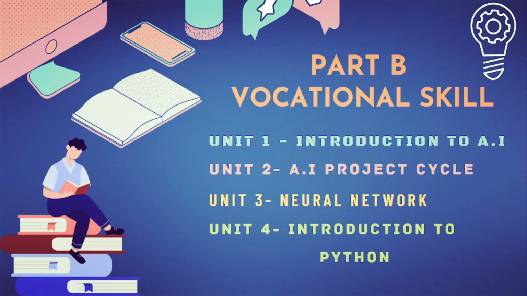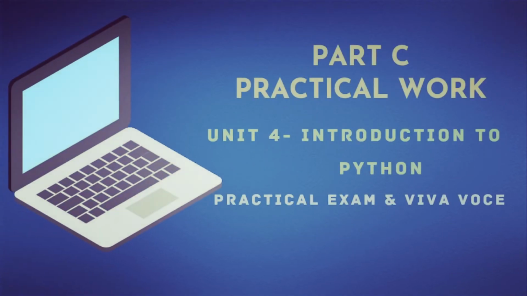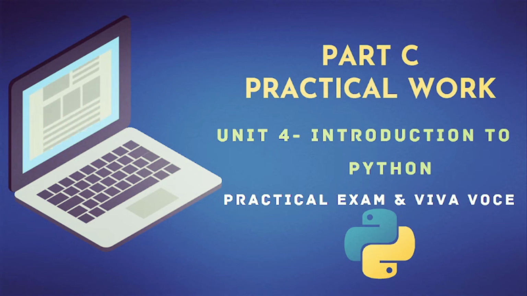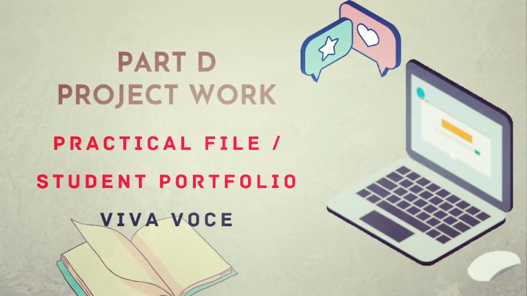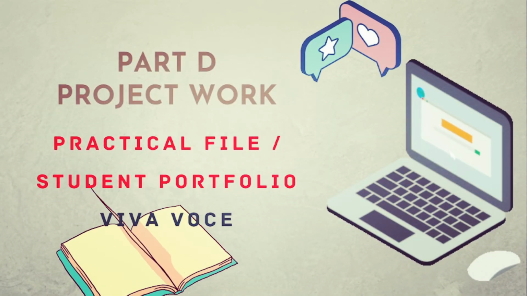And the fifth stage, evaluation. In unit 3, neural network, we will see how neural networks are implemented in AI, same as neurons. Unit 4, that is introduction to Python, we will see Python from basic, that is from scratch, to advanced level. So let us go forward. In part C, that is practical work, what we have studied in part B, that is in unit 4, introduction to Python, from there only we will do the practical work of Python.